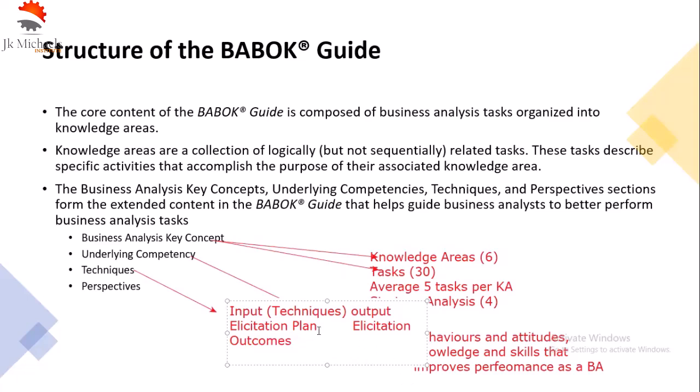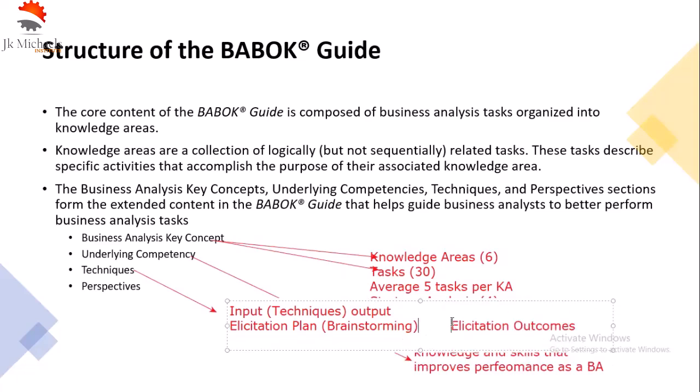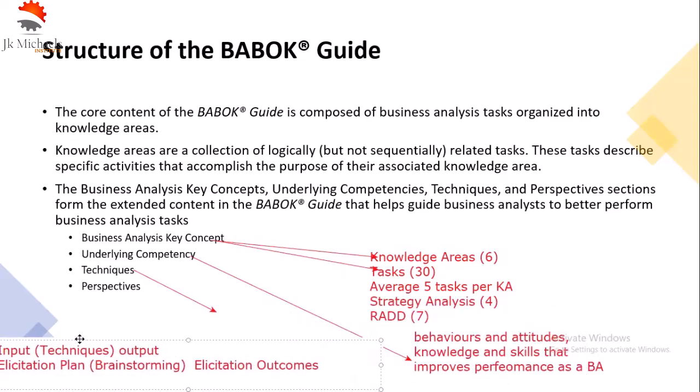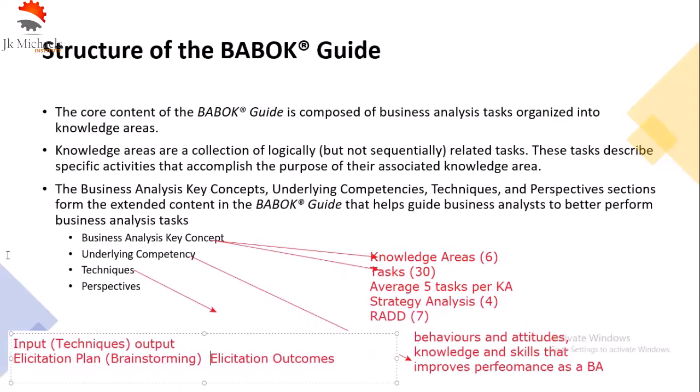For me to be able to achieve this, I need to use a technique to transform my elicitation plan into an elicitation outcome. And that is what we'll call a technique. Let's use maybe brainstorming as a technique, right? Brainstorming as a technique will help us to convert our inputs into a usable output in business analysis. I think I've closed this. And then we have perspectives. Again, perspectives are one more way to look at or approach business analysis. A lot of business analysis work would have some kind of approach that would make sense.